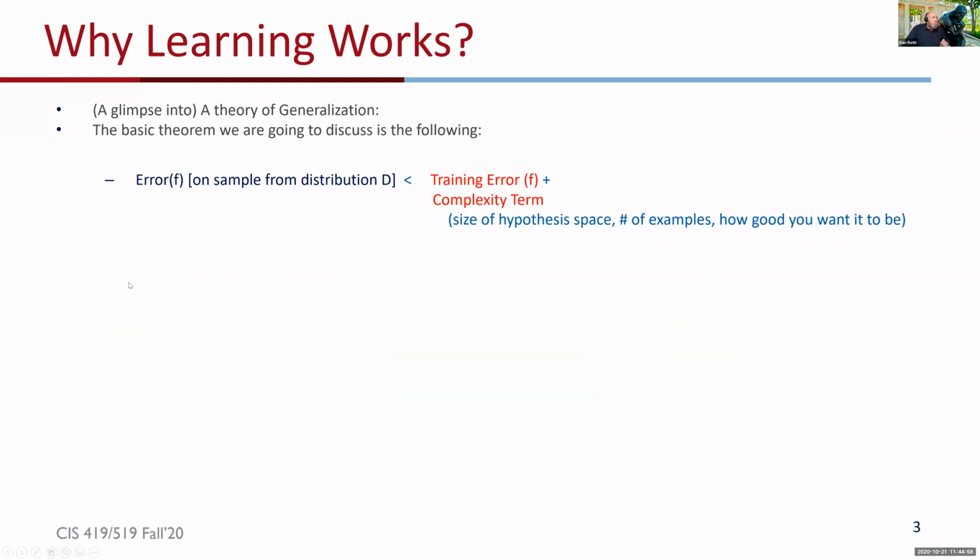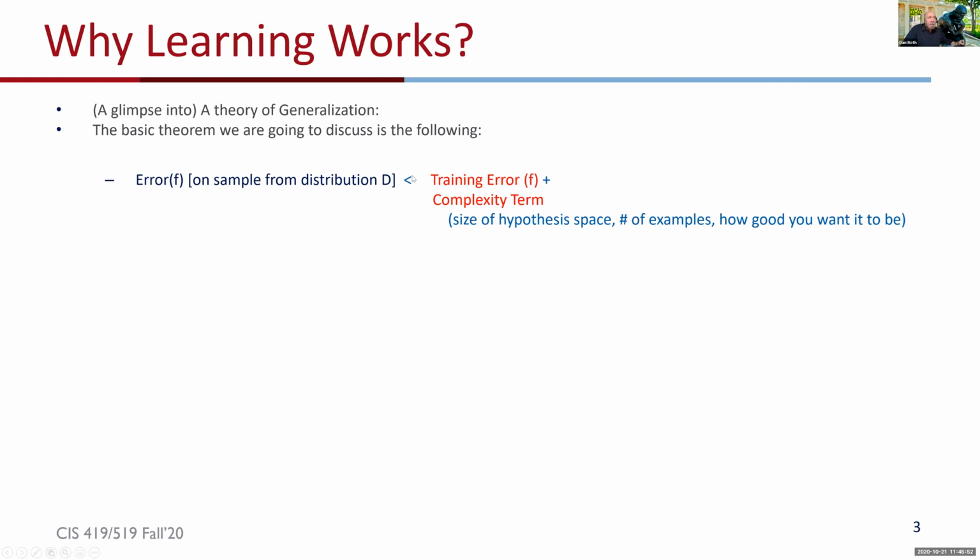And really, we're going to get a glimpse into the theory of generalization. The basic result that I want to discuss, probably it's going to take a week, is something like this. The error of a predictor that we learn, of course, on a sample from the distribution, right? We're assuming that we get a sample of examples and we want to know how well we are going to do. What's going to be the error? We're going to show that it's going to be bounded by the training error, which we can, of course, measure, plus some complexity term. And everything in learnability now boils down to, okay, so what is this complexity term?